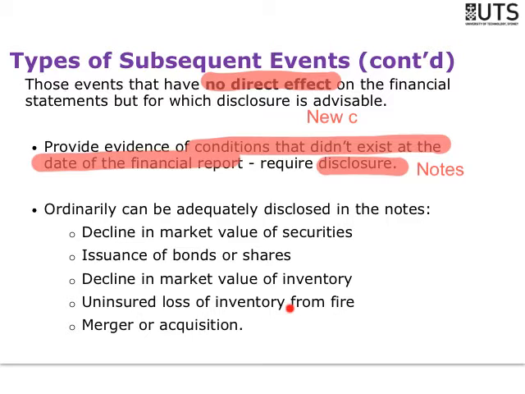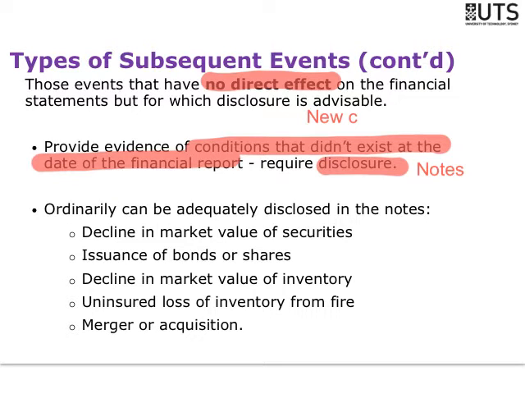We might have lost inventory from a fire. So provided this fire didn't start before the 30th of June and was extinguished after the 30th of June, this would be a no direct effect. Meaning that at the 30th of June, all of our inventory was fine. So we reported that correctly.